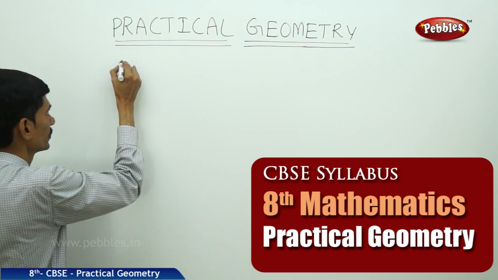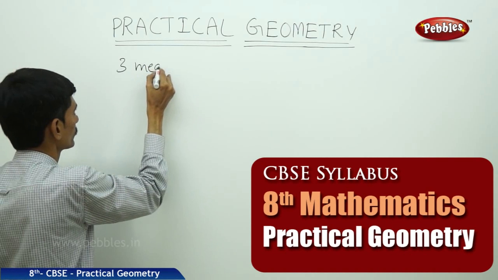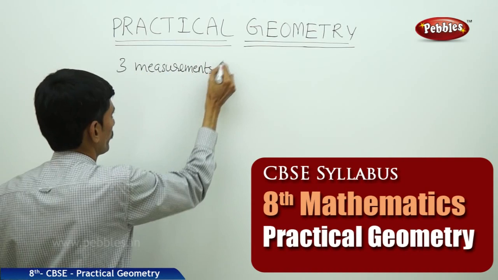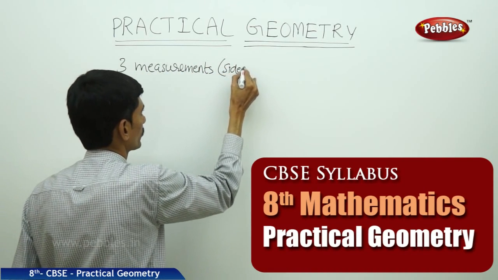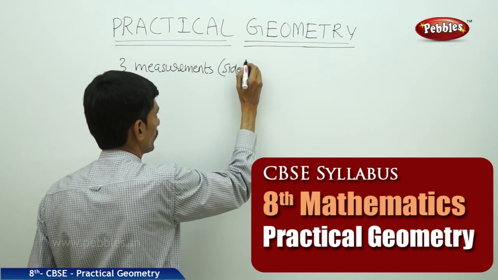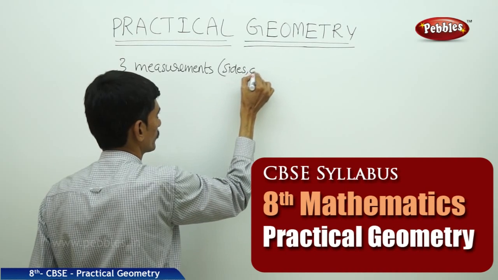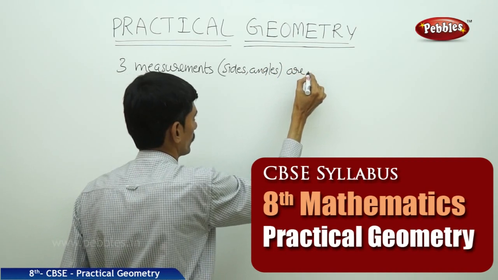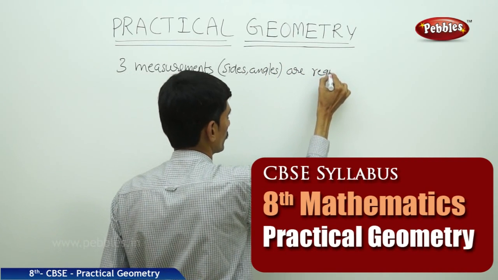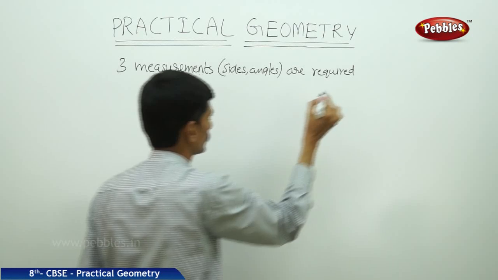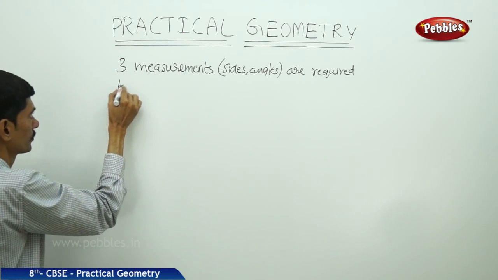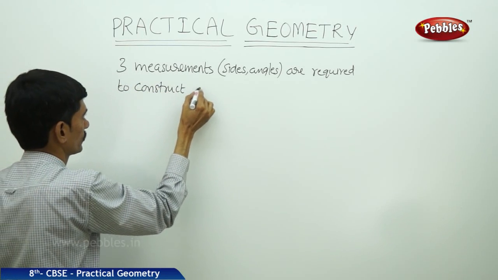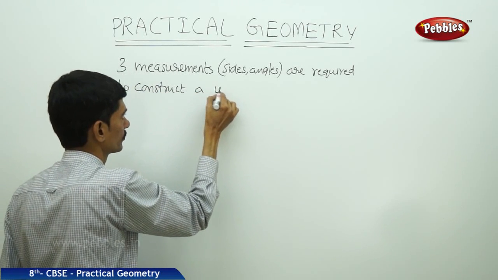So we can write that 3 measurements, means sides, angles, are required to construct a unique triangle.